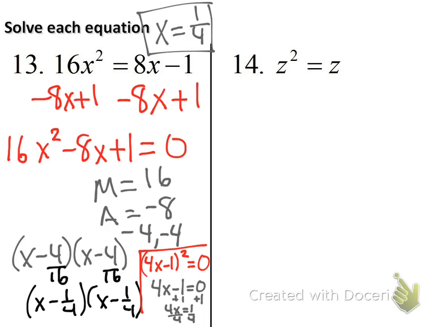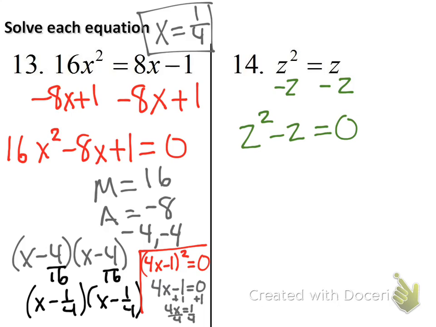All right, what about this last one? This is our last example for the day. How would we start it? It's called the zero product rule. So what do I need? I need it to be equal to 0. Good. So I'm going to do that by getting that z over with the z squared. So I have z squared minus z equals 0.